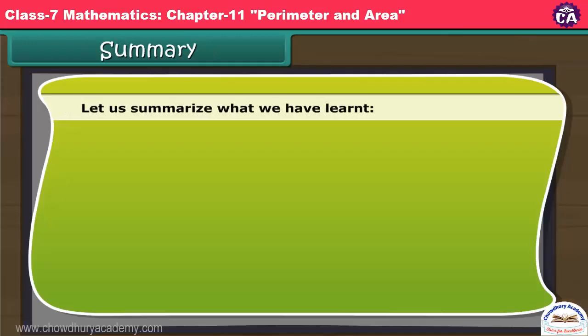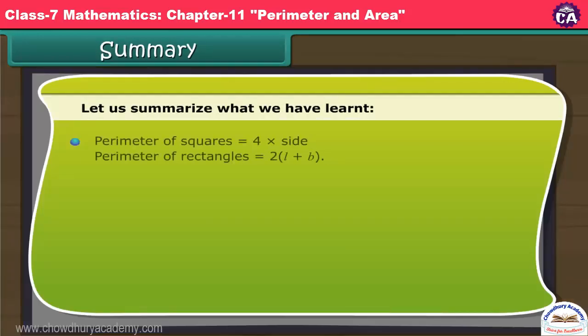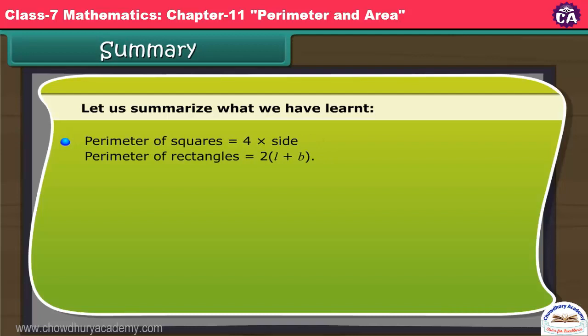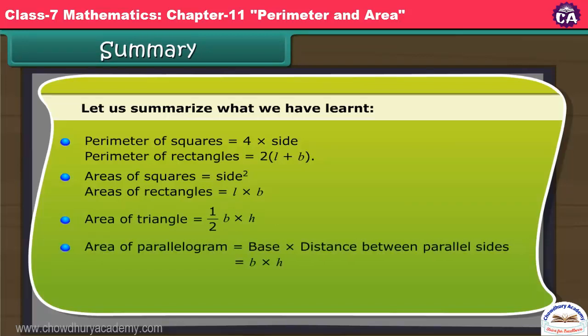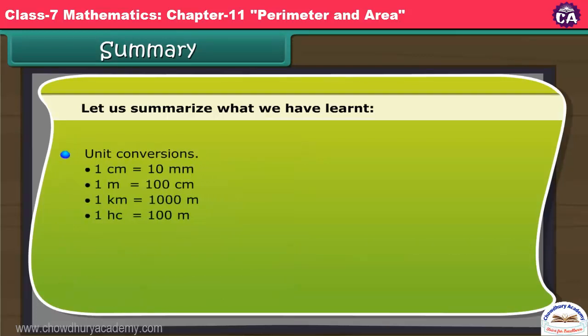Let us summarize what we have learned. Perimeter of squares and rectangles, areas of squares and rectangles, area of triangle, area of parallelogram, circumference and area of a circle, unit conversions.